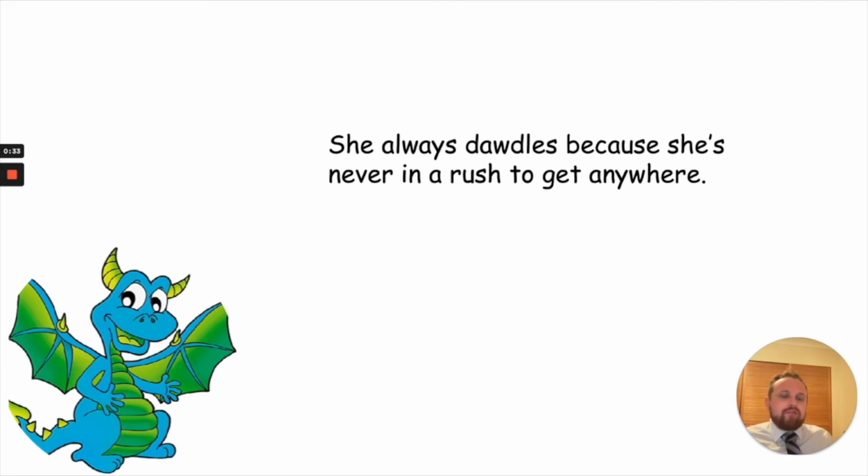Third sentence, she always dawdles because she's never in a rush to get anywhere. Okay, well, again, my main verb here is dawdles. I need an adverb to describe how she dawdles. Perhaps you're thinking of some at home, maybe slowly. Let's see what I've gone for. I went for lazily. She always lazily dawdles because she's never in a rush to get anywhere. I've decided Deborah the dragon is quite a lazy dragon, okay? So there we go. Those are how we can add adverbs of manner into our sentences to make those sentences more descriptive.